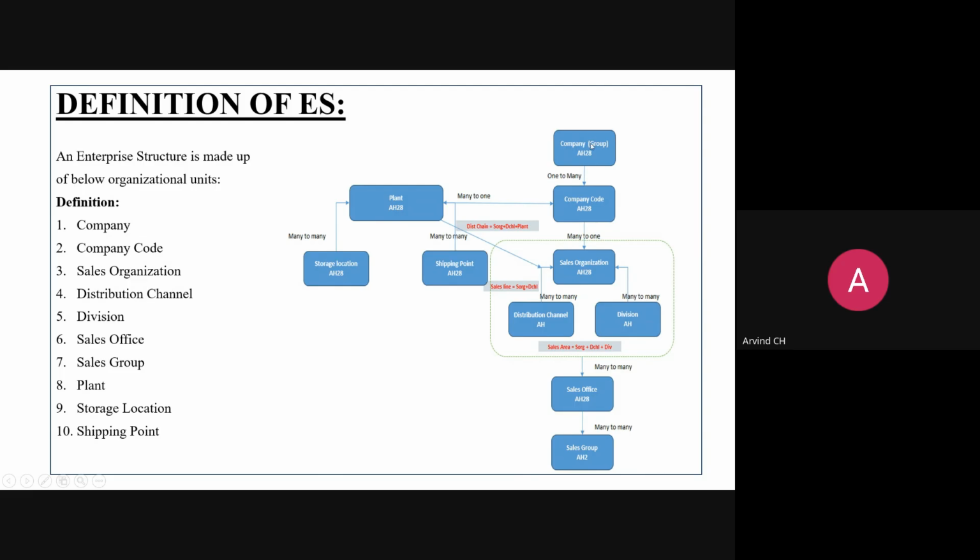So here we can see company. Above company, there is one client also. That is our normal development system, quality system or production system. Usually this frame will be constructed in the development system. It starts with company, followed by company code. Then we come to the sales and distribution units, that is sales organization, distribution channel, division. These three together we call a sales area.